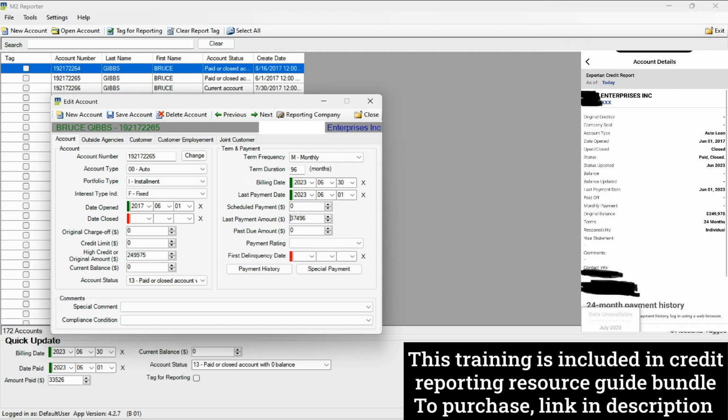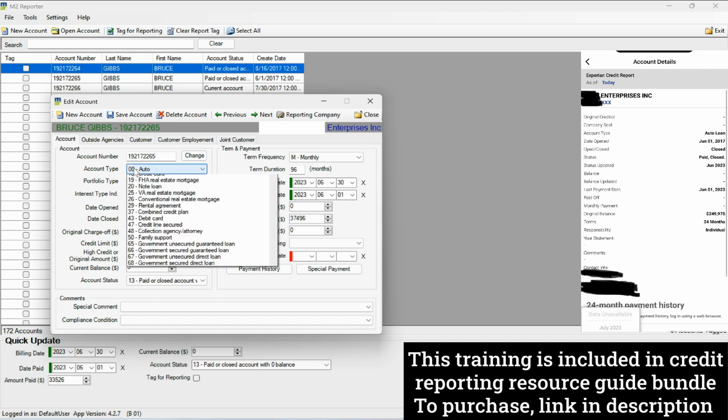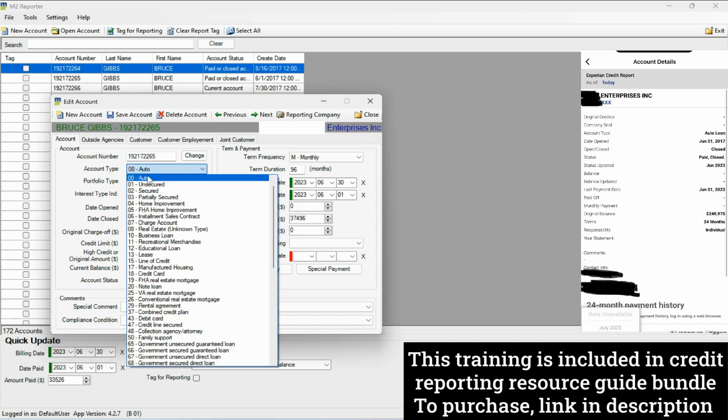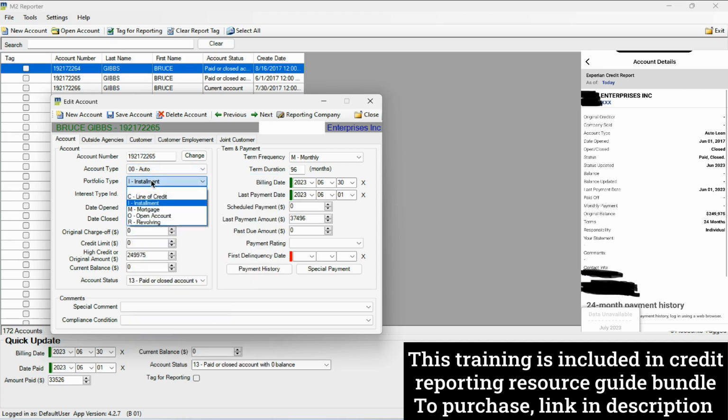Let's get straight to the auto loan. Sexy. So, the account type for the auto, it would be 0. All right? That's auto. Now, obviously, it's an installment, so you're paying it incrementally. It's installment payments towards that auto loan that you got approved for. All right, you know how that is.